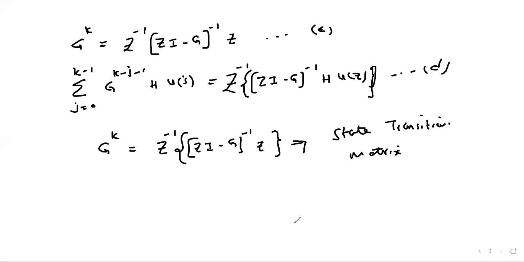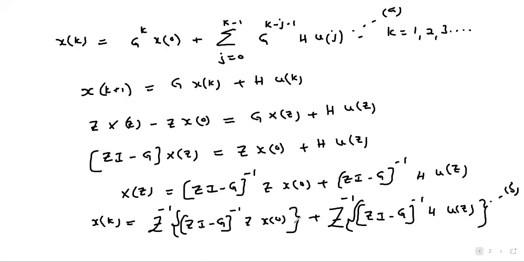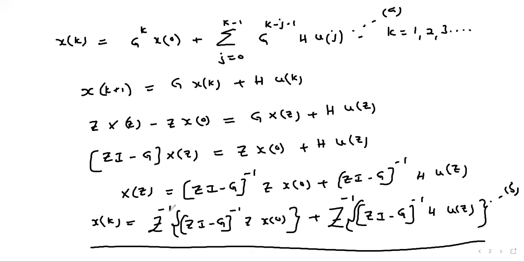And the solution of the state equation is obtained from equation B, given by x of k consisting of two parts: the inverse z transform of zI minus G inverse multiplied by z x of 0, plus the inverse z transform of zI minus G inverse multiplied by H U of z. Let's put this into perspective by way of an example.